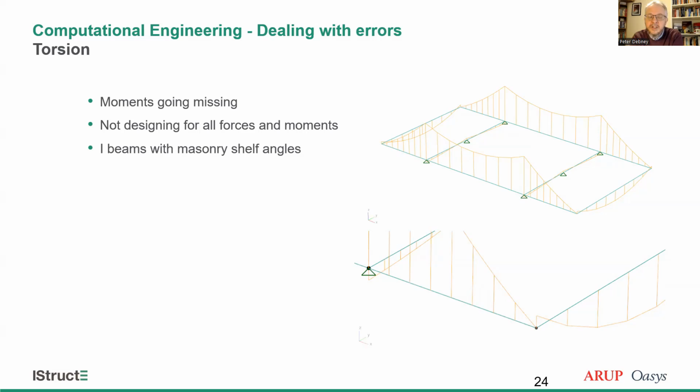So the framing arrangement can give torsion on beams. Shelf angles on perimeter steel beams can give torsion. I-beams don't like torsion. Make sure you do design for all the forces and moments, major axis and minor axis, shear, torsion, etc. Make sure you check for everything. Do you get torsion where you're not expecting it? Does your structure actually require torsion to function? These are all things to watch out for.